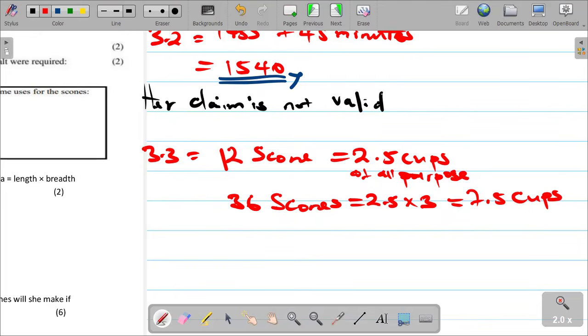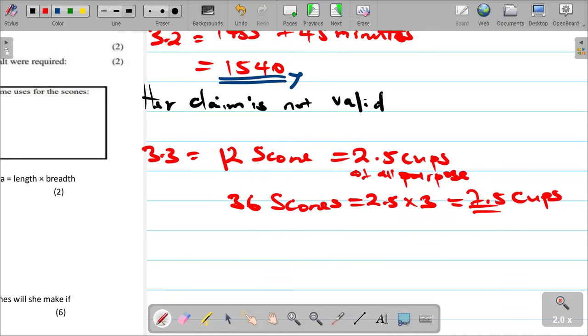I think you understand where the 3 is coming from. We are saying 36: there are three 12s, 12 times 3 gives us 36. So 2.5 times 3 is going to make 7.5 cups, because 12 into 36 is 3 times. I'm sure that we are still following together there.